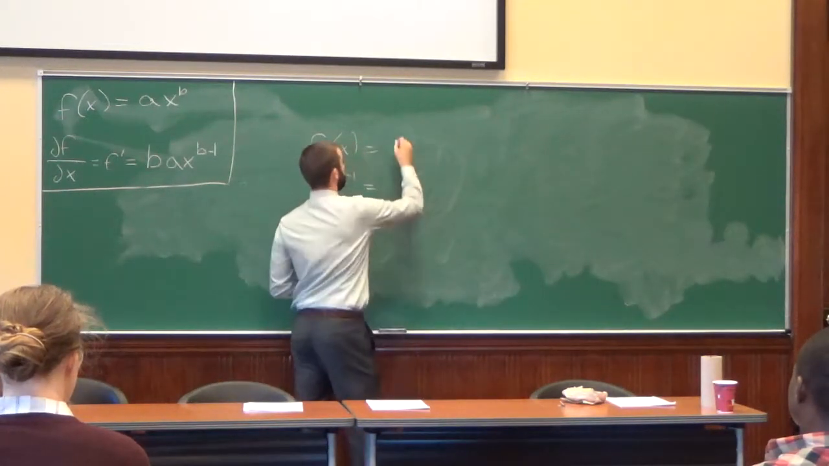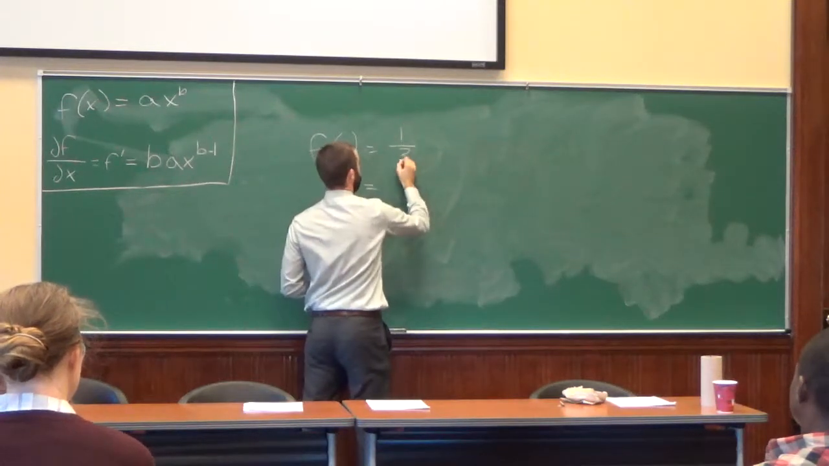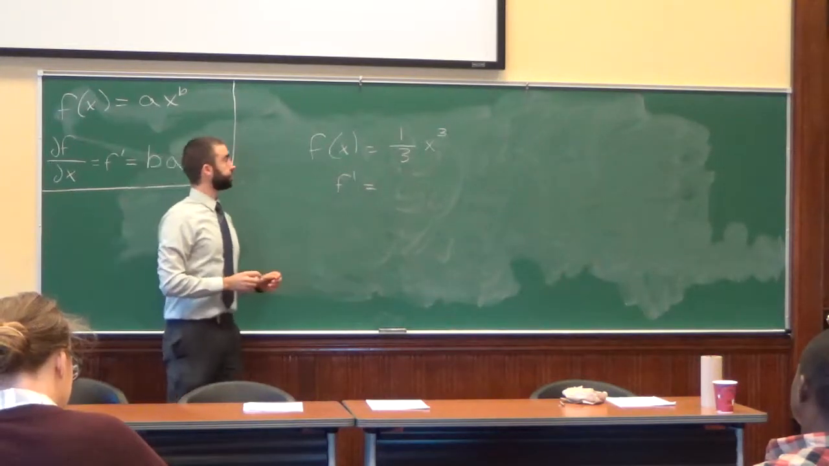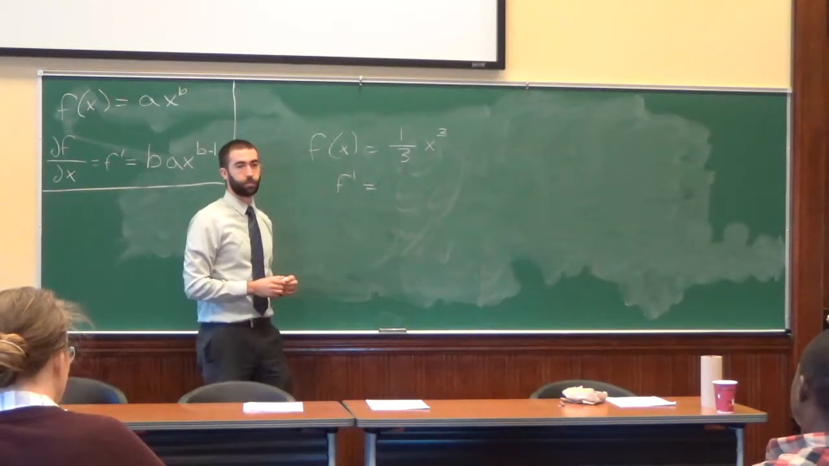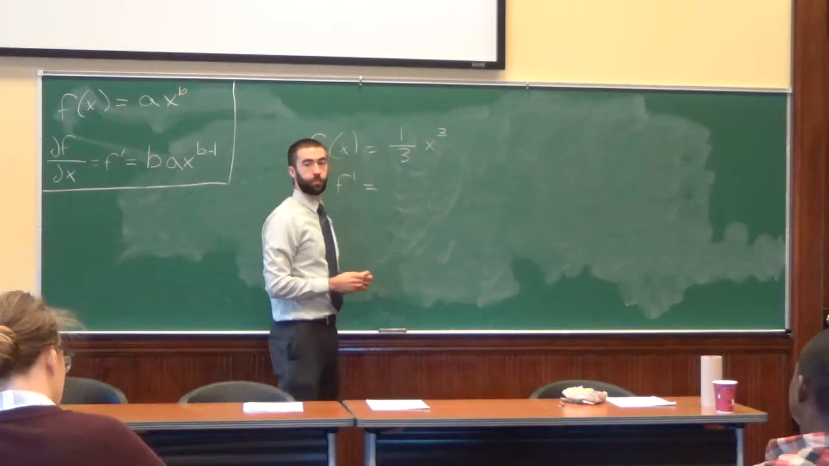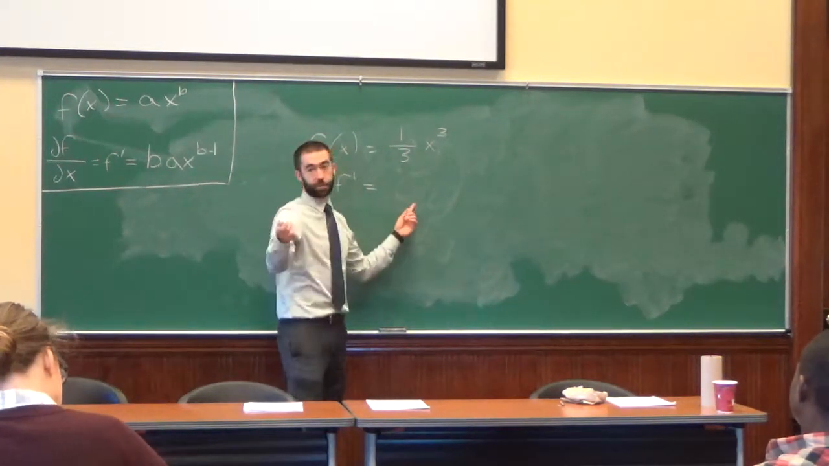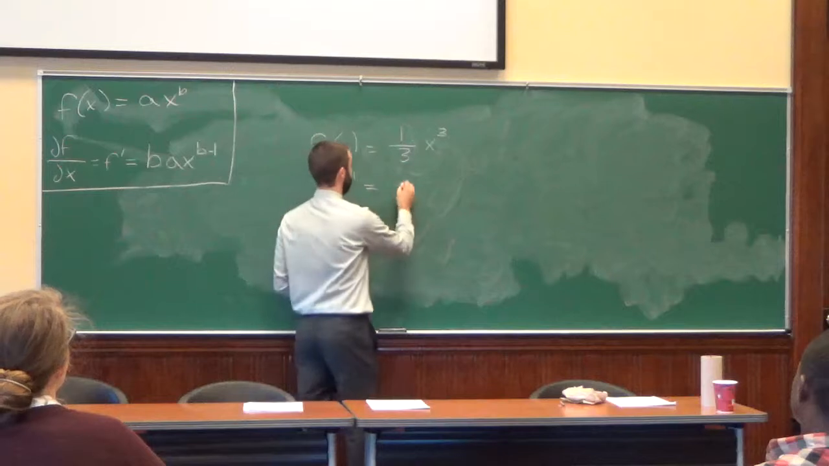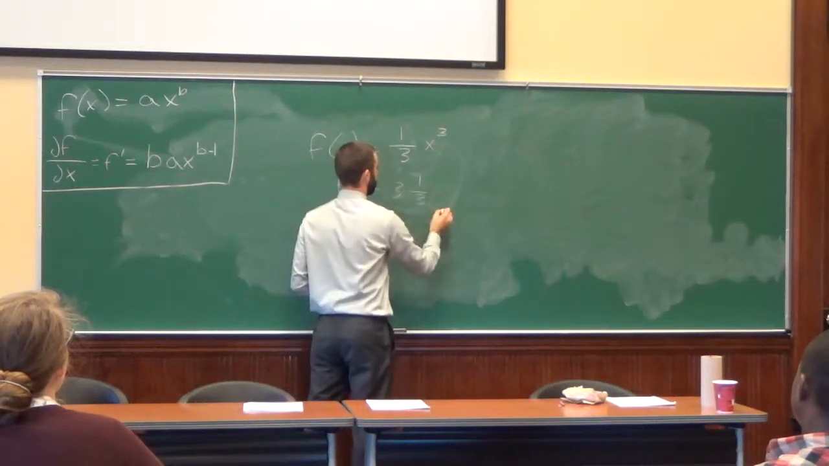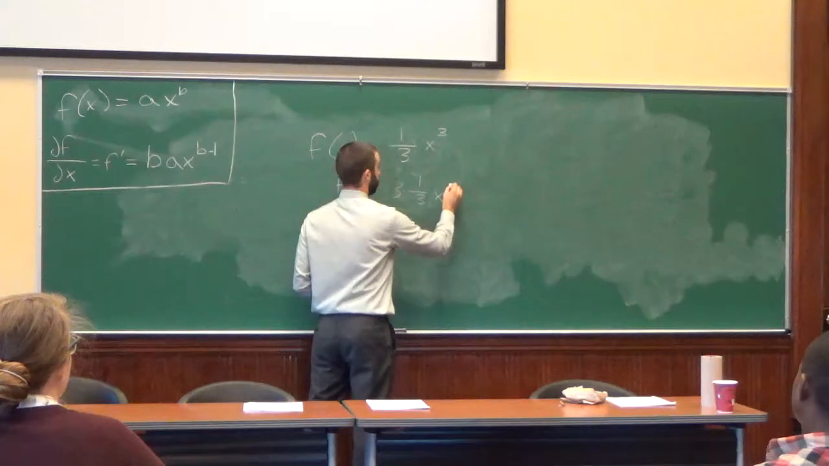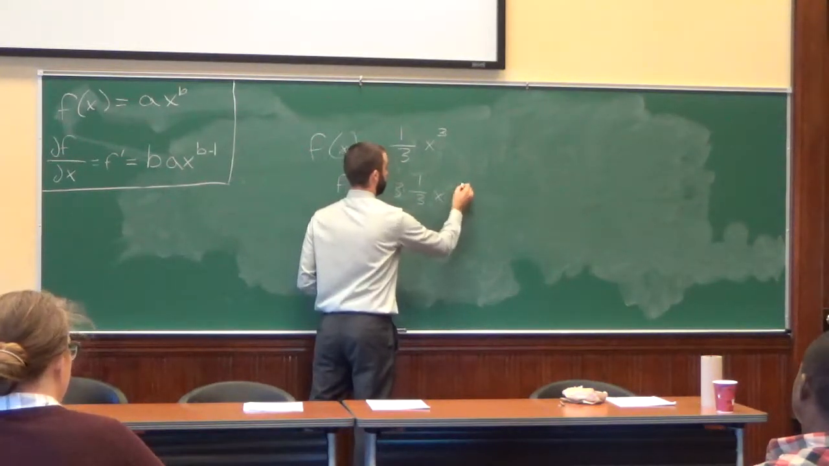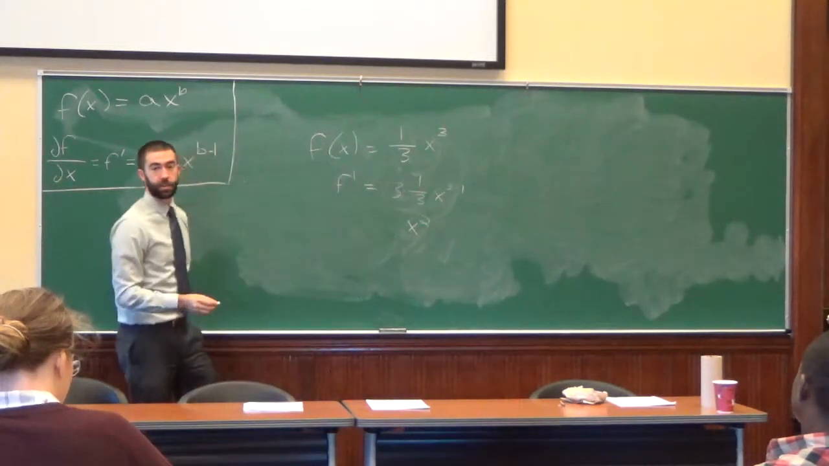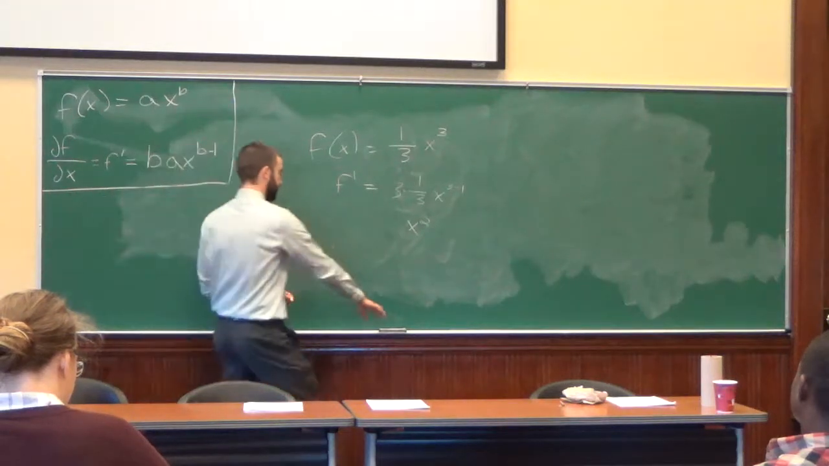Let's do 1/3 times x to the 3rd. Walk me through it, Catherine. 3 times 1/3, so 1, times x to the 3 minus 1. 3 minus 1 simplifies to? X squared. Excellent.